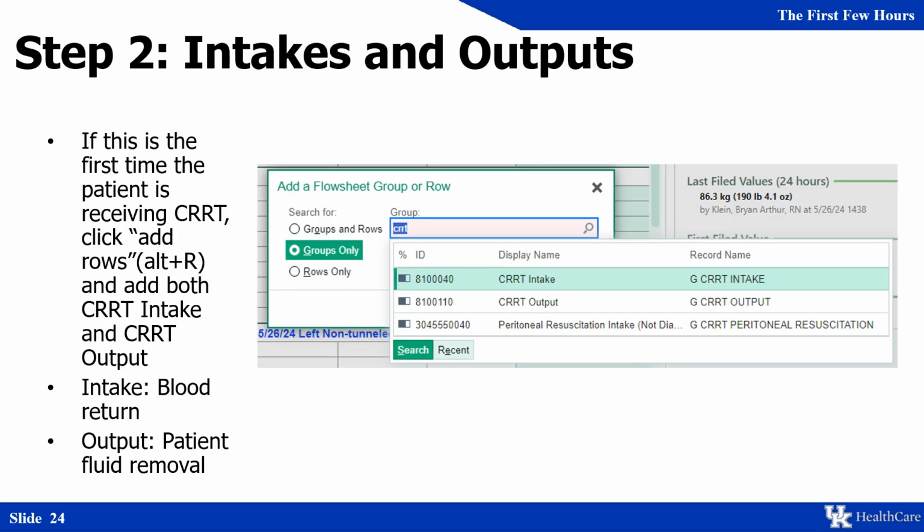If this is the first time your patient is getting CRRT, and for Edna it is, you're going to have to add a couple rows to your I's and O's flow sheet. We're going to add the CRRT intake row for any time we need to return blood, and the CRRT output row for our hourly patient fluid removal.